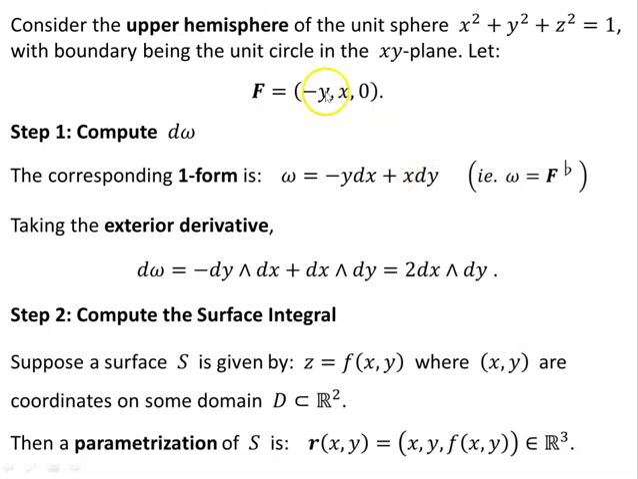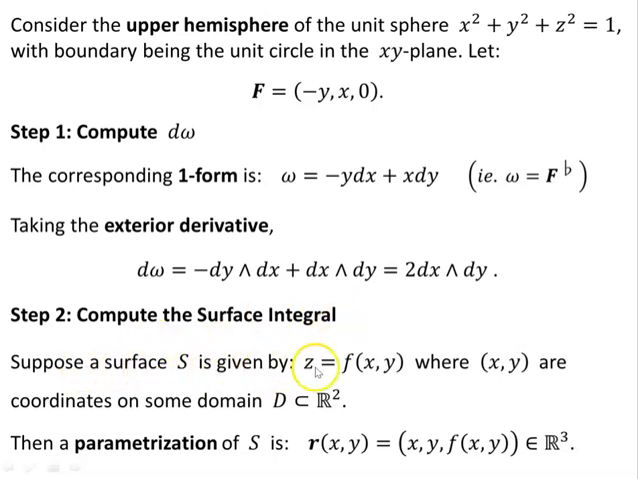Remember here, because this could be expressed as partial over partial x, partial over partial y, partial over partial z, and then the flattening operator, I think you get the idea, gives you this object here. We take the exterior derivative, so dω is minus dy wedge dx plus dx wedge dy. Now the anti-symmetry implies that this can be reversed and becomes a negative, so we get dx wedge dy plus dx wedge dy, so it's 2 lots of dx wedge dy. Then we compute the surface integral.